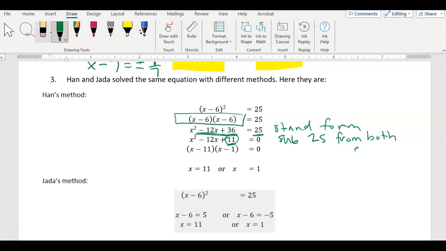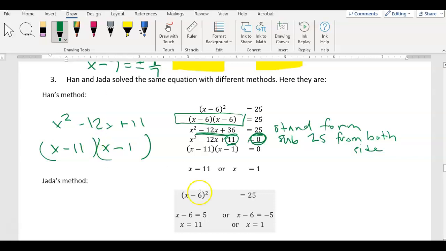Now, why did he do that? Well, when he did that, he made this side 0. And so then he factored his new equation, the x squared minus 12x plus 11. The only factors of 11 are 11 and 1, and we have a negative 12 and a positive 11, so he knew he needed to have two negatives there. So the difference here is that he subtracted 25 from both sides.